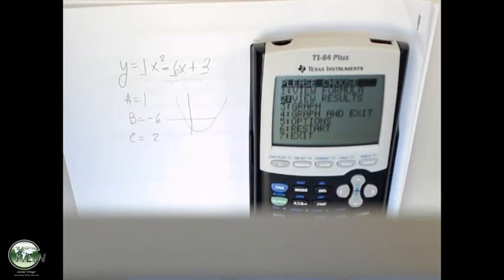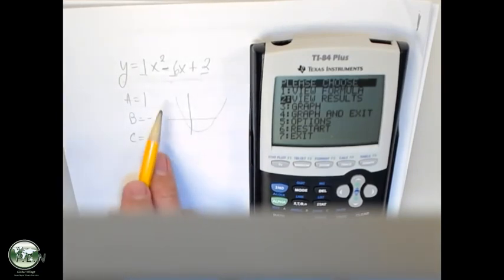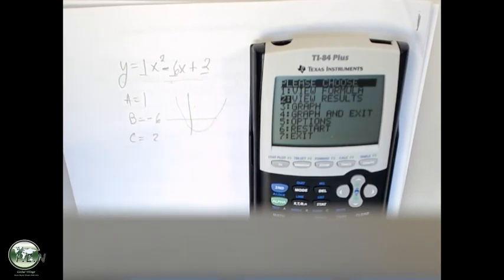Where the real use is coming is to view the results. This is where it's going to give us all our answers. Okay, and that's why I've got this little graph drawn, because as it gives me the answers, I can label them. So I'm going to show you how to do that.